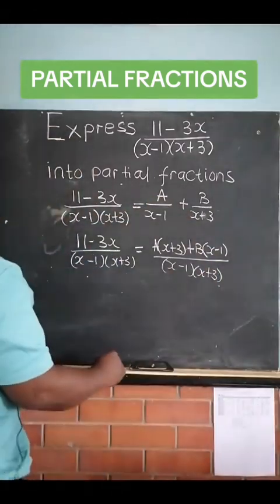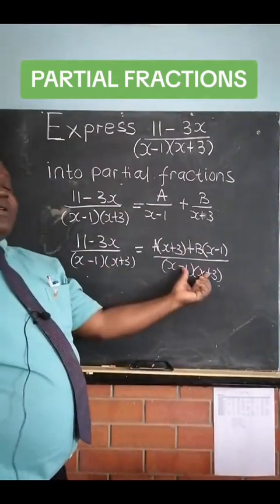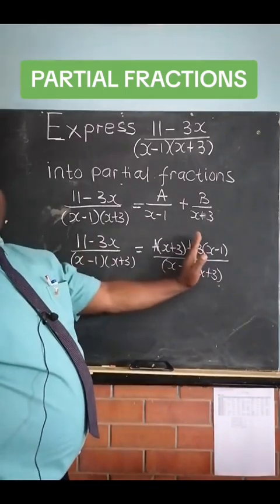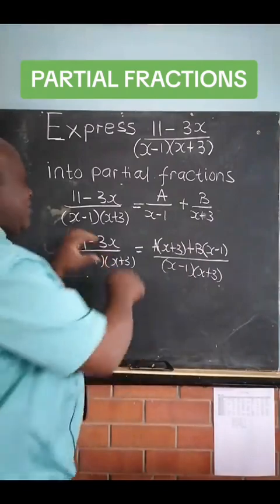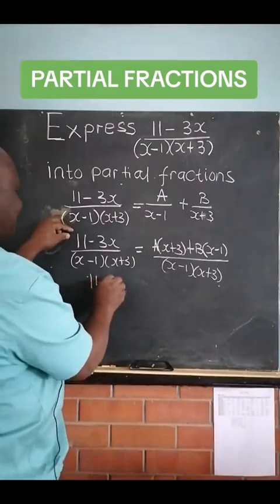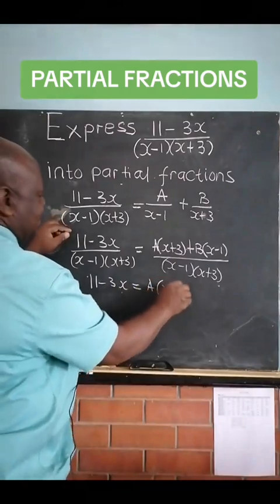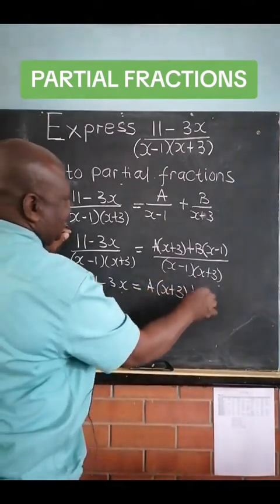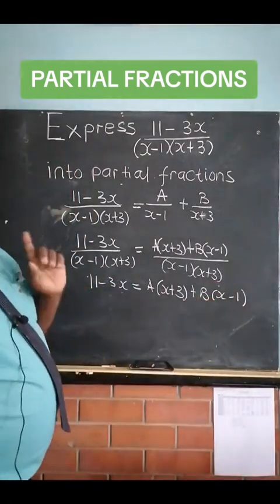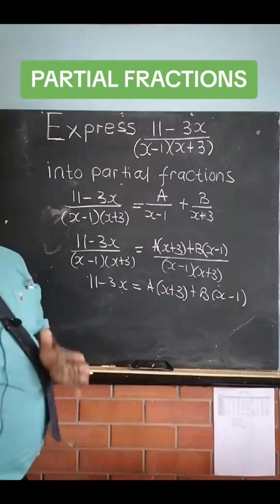Right. So we can see that this denominator on the left equals that denominator on the right. But these two fractions are equal. That implies that the numerators themselves must be equal. So I'm going to have 11 minus 3x is equal to A(x plus 3) plus B(x minus 1). How I am going to eliminate either A or B is very simple.